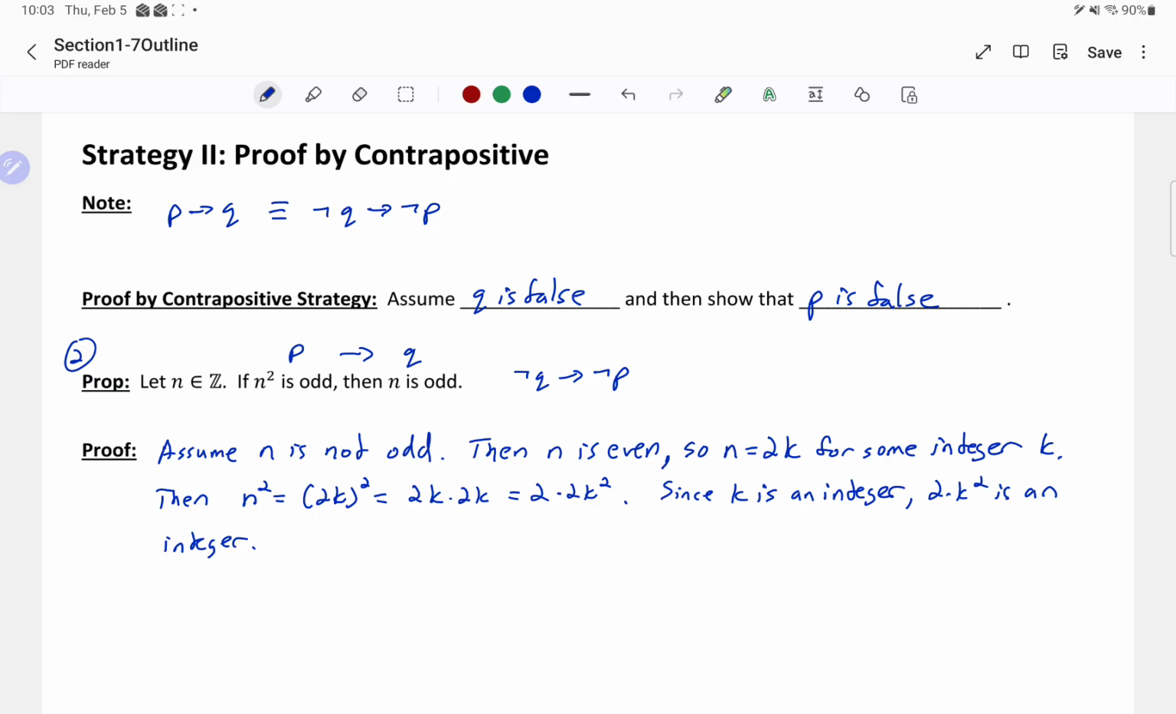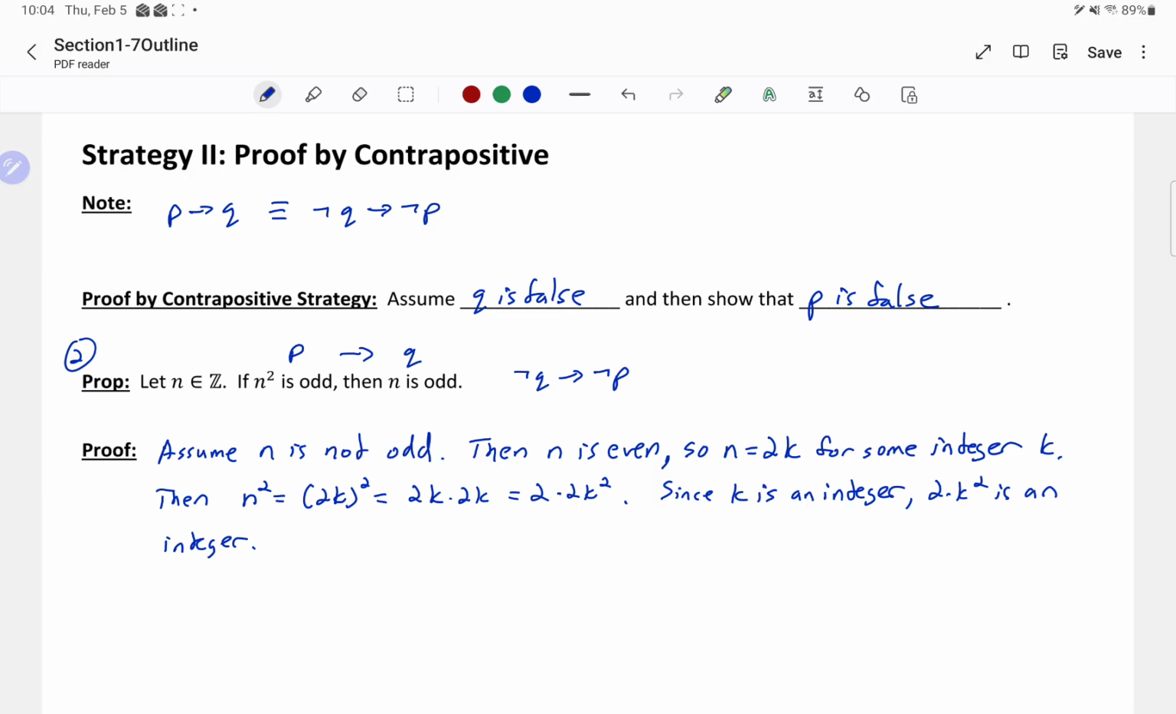I'm not going to make you write this down, but if we were really starting with a very rigorous proofs course, you would need to explain why we know that's an integer. That's an integer because the integers are closed under addition and multiplication. If we multiply two integers together, we get an integer. If we add two integers, we get an integer. That's why all of these things have worked.